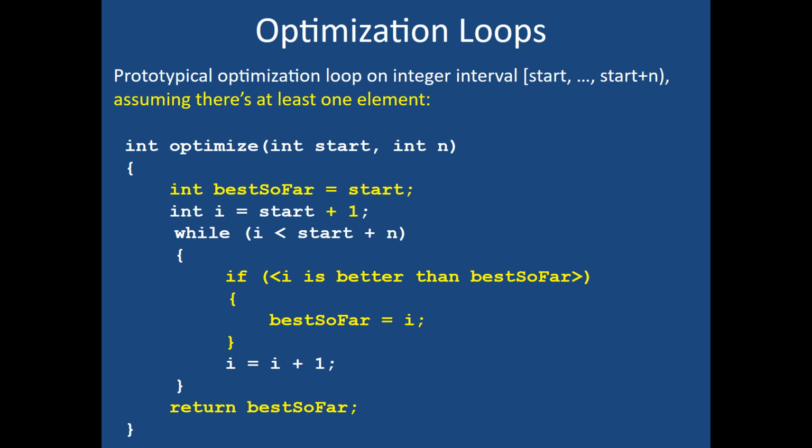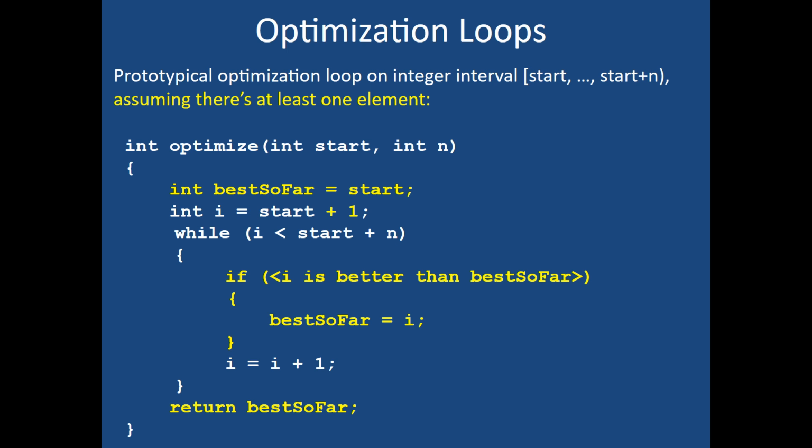If you're willing to assume that, this is what you do. We create a variable called best so far, or maybe we can think of a better name, like best song or largest number or whatever. But I'm going to call it best so far. And we initialize it to the first integer in the range.